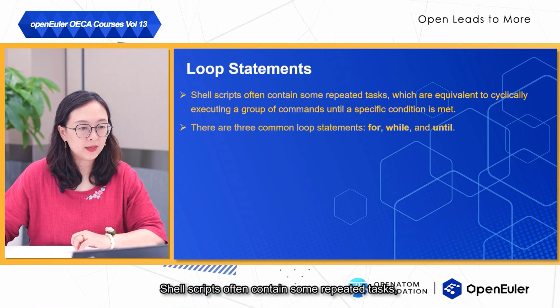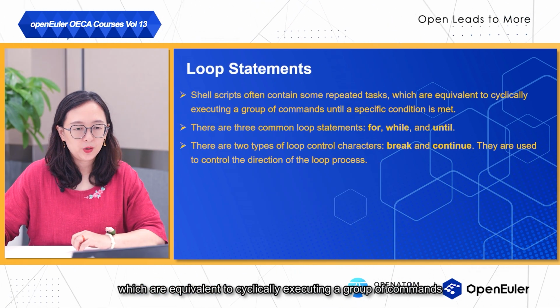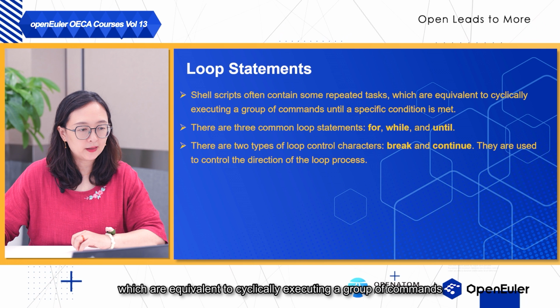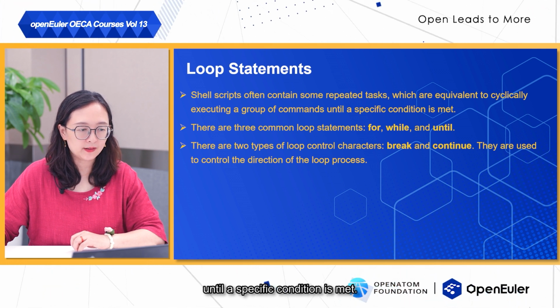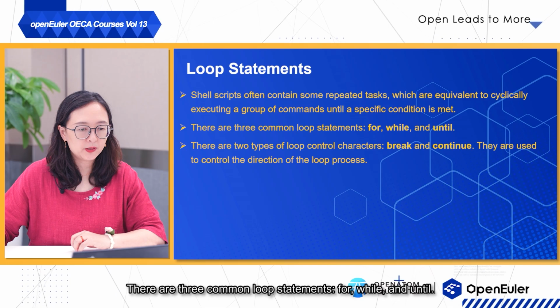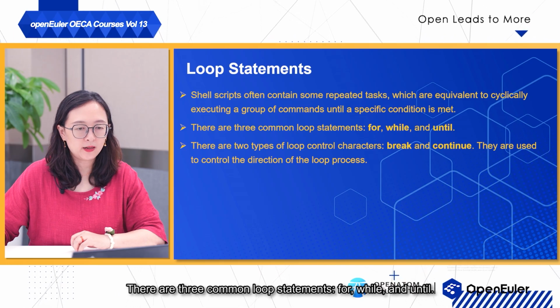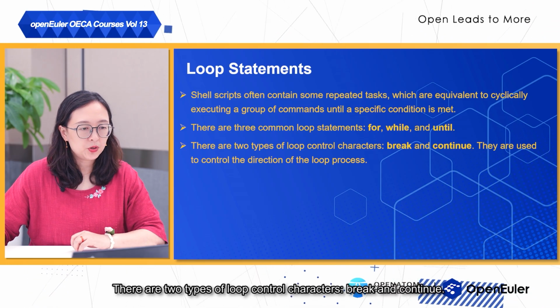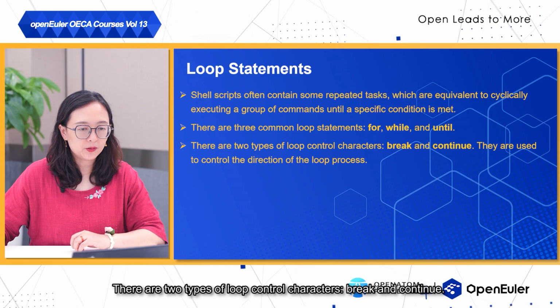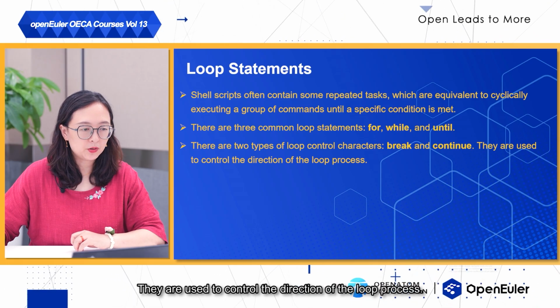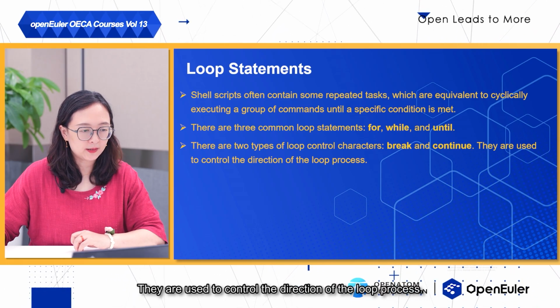Shell scripts often contain some repeated tasks, which are equivalent to cyclically executing a group of commands until a specific condition is met. There are 3 common loop statements: for, while, and until. There are 2 types of loop control characters: break and continue. They are used to control the direction of the loop process.